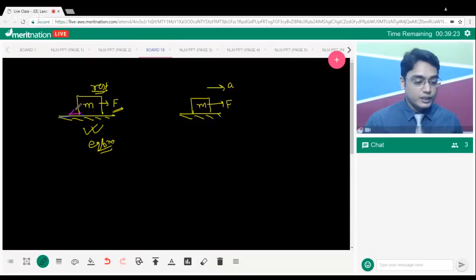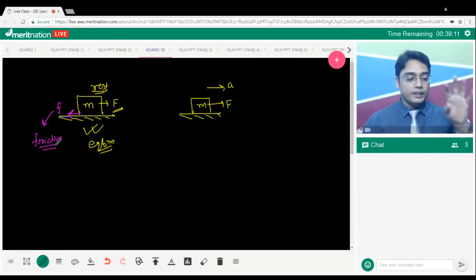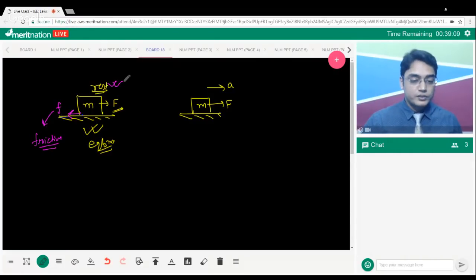Let's suppose that force is here, f. Here f is friction. Since this block is at rest, the applied force is equal to the frictional force, that is F is equal to f. And we all know friction has different types: static friction, the maximum value of static friction, that is limiting friction, and kinetic friction, right? Since this is at rest, the applied force will use this f as static friction.